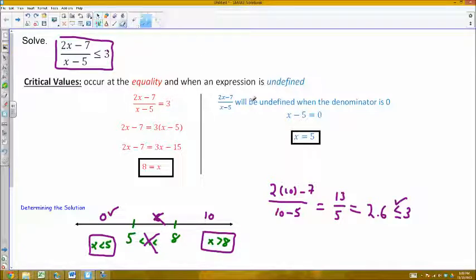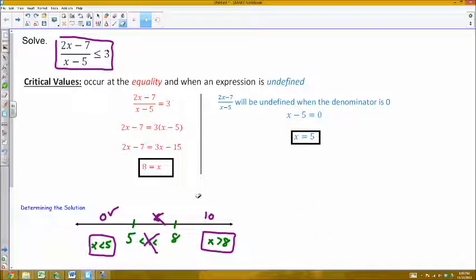And then the last thing I have to test are the 2 points themselves, those two critical values, 5 and 8. Well, notice that 5 was the solution to the undefined value. So if I was to plug 5 back in to this expression, I would get a denominator of 0, which makes it undefined. Well, undefined is an invalid solution, so 5 is not going to be included. So I'm going to throw an open circle on 5 to represent that it is not included.